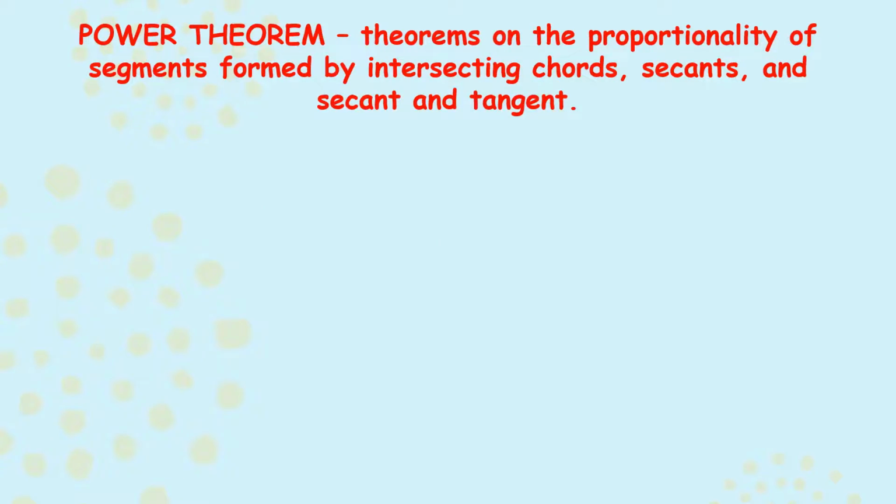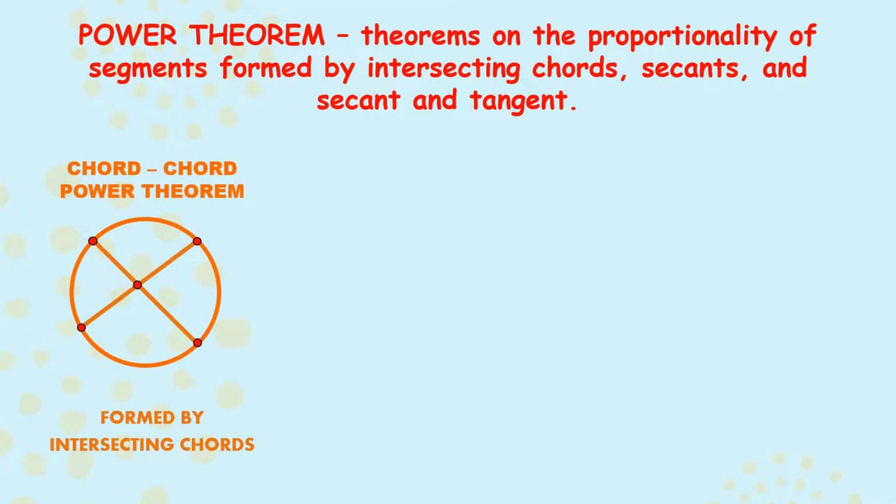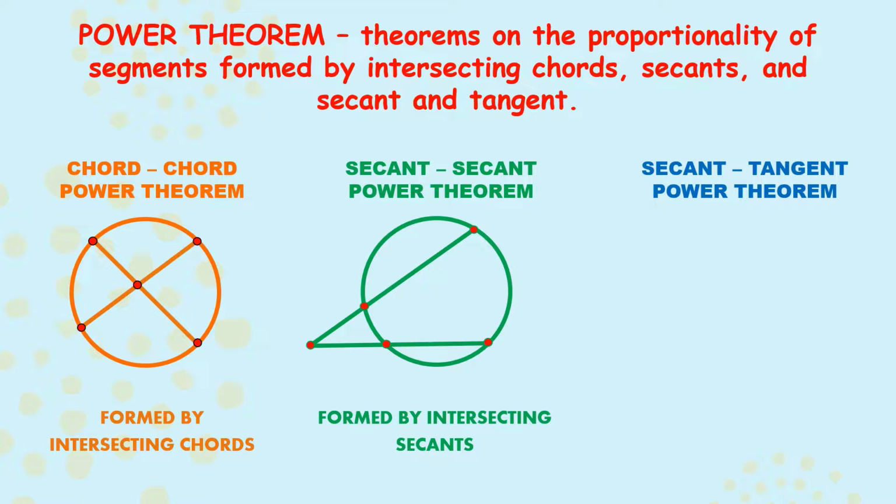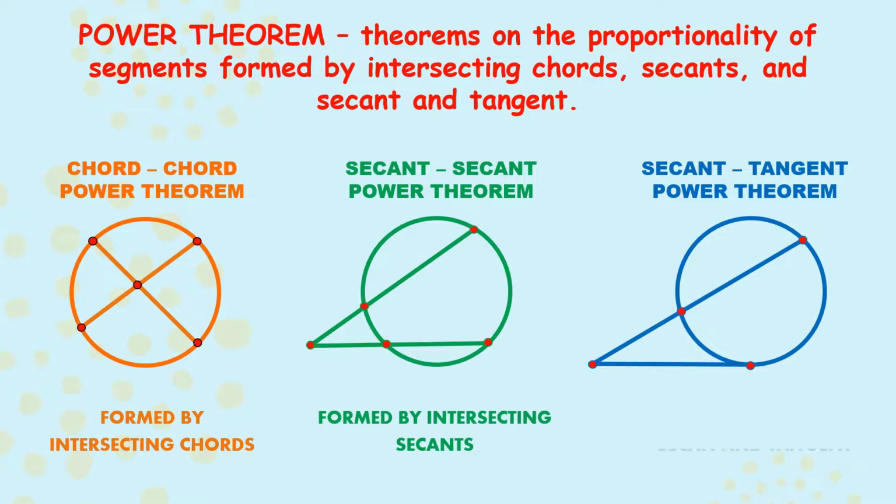Power theorem. The power theorems are theorems on the proportionality of segments formed by intersecting chords, secants, and secant and tangent. For this lesson, we're going to discuss three power theorems. The first one is the chord-chord power theorem, which is formed by intersecting chords. Then we have the secant-secant power theorem, which is formed by intersecting secants outside the circle. The last one is the secant-tangent power theorem, which is formed by a secant and tangent intersecting outside the circle.